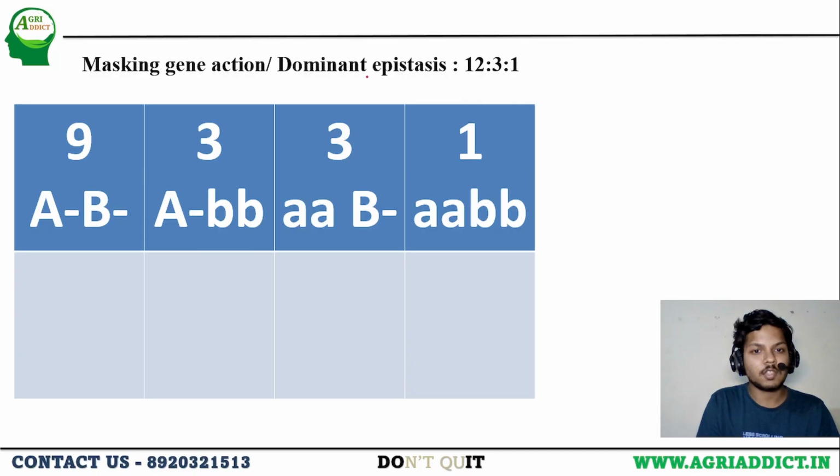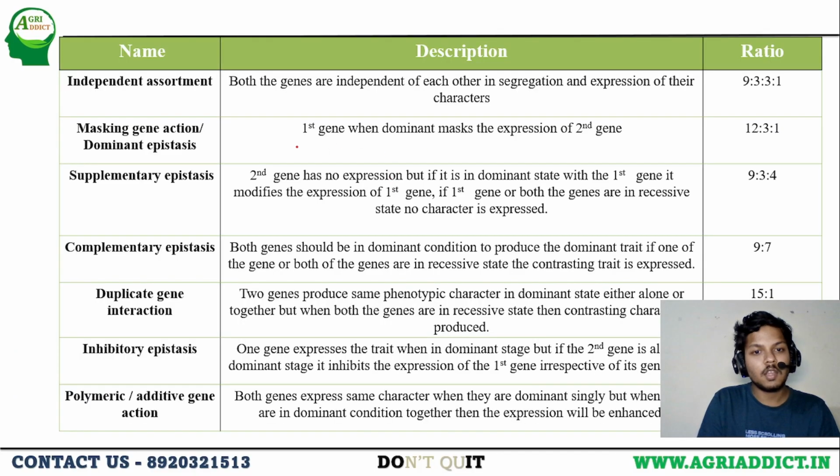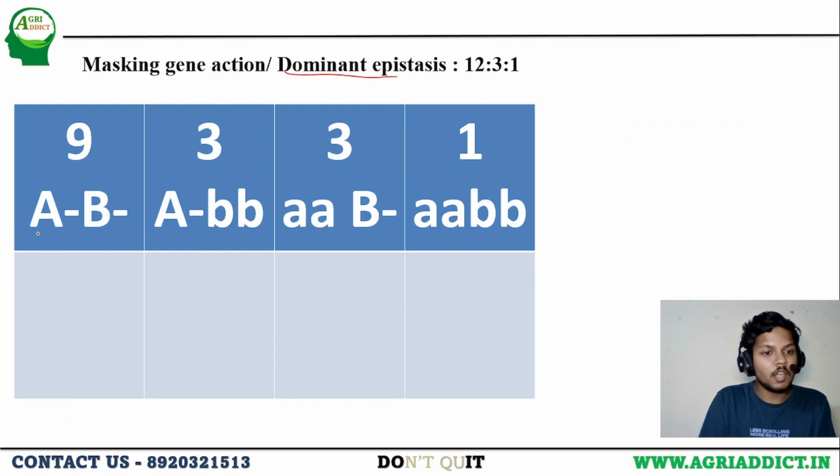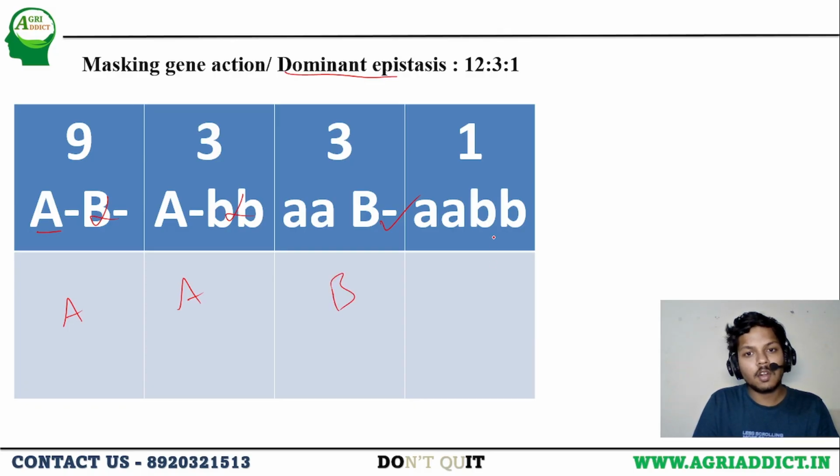And the first type of epistasis is dominant epistasis. Dominant epistasis means the first gene, when dominant, masks the expression of the second gene. Simple. When A is dominant, it will mask the expression of B. So here we get A. Here also the small b will be masked, so we will get A. Here A is in recessive condition, so it cannot mask B. So we get B. Here also we get small a and small b. Small a cannot mask the expression of B, so we will get B.